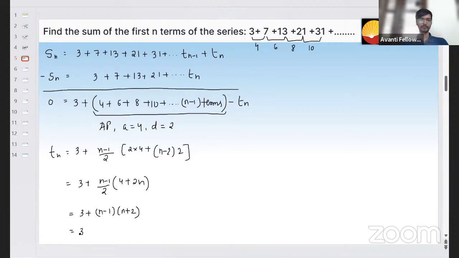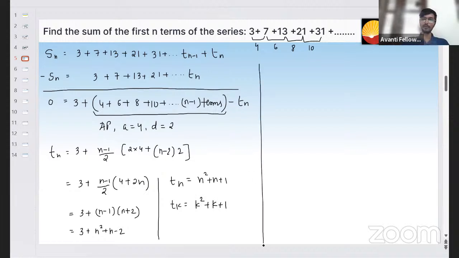So 3 plus n square plus 2n minus n minus 2. So that means what I got, Tn, I got Tn as n square plus n plus 1. So what will be Tk? The kth term, or you can say general term, k square plus k plus 1.